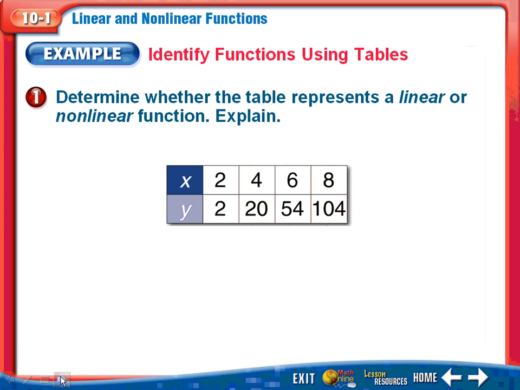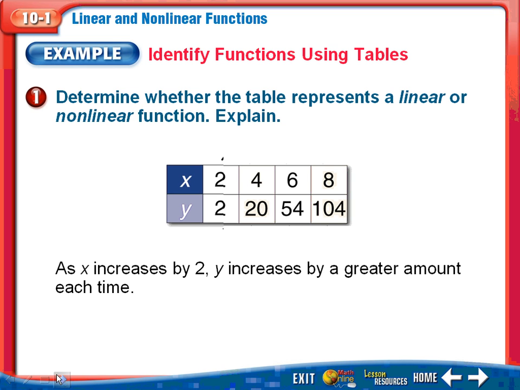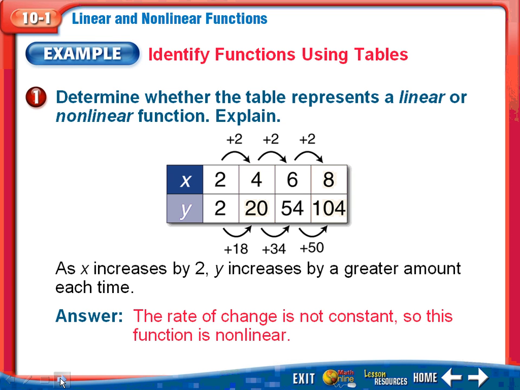Our first display is going to be a table. In order to figure out if a set of data is linear or nonlinear given a table, we have to find the change in the x's and the change in the y's and determine if it's the same value. So you can see here that on the x's it increases by 2 each time, where on the y, look, it's increasing by 18, then 34, then 50. So that would say that it is not a constant change, therefore this function is nonlinear.